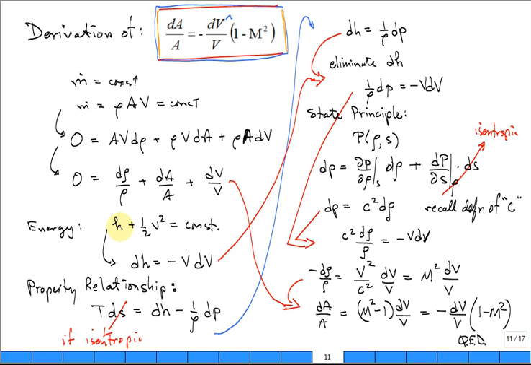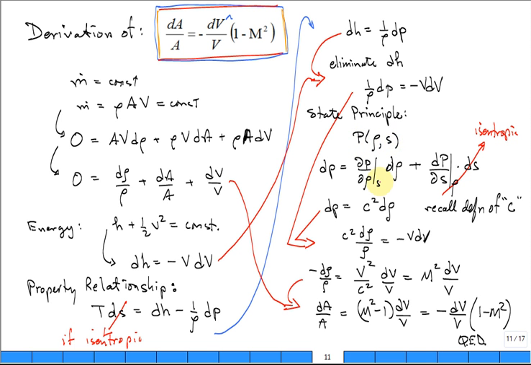You say, you know what? h plus 1/2 V squared. Even if V is changing, h will change, but the sum of the enthalpy and kinetic energy will be constant. You can do the little calculus on that too. You go and find a property relation, a temperature-entropy property relation. Say it's going to be isentropic flow throughout. So now I take these three terms. I bring it to eliminate dh. I use a state principle where I express pressure as a function of density and entropy only.